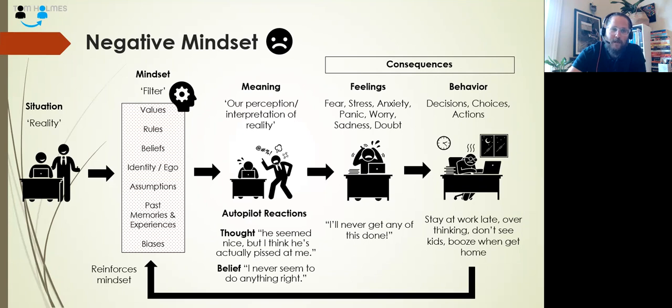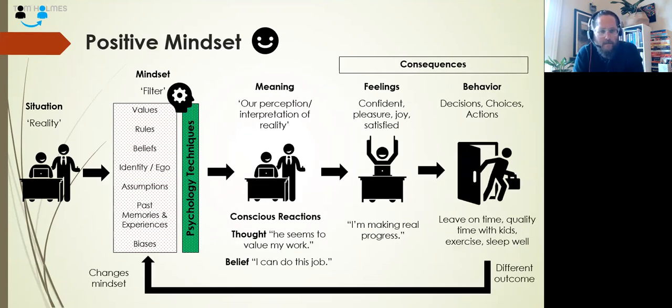Now let's flip the script a little and have a look at what a positive mindset is, right? So we have this situation, this reality which is neutral. We have the same filter. We're filtering that information through our mindset. But this time, we've bolted on these 6 psychology techniques that I'm going to teach you in the next video. And the crux of these psychology techniques is to pause. There's the event, the situation, then we interpret it with our normal mindset, but then we're pausing before reacting, before that autopilot reactivity.